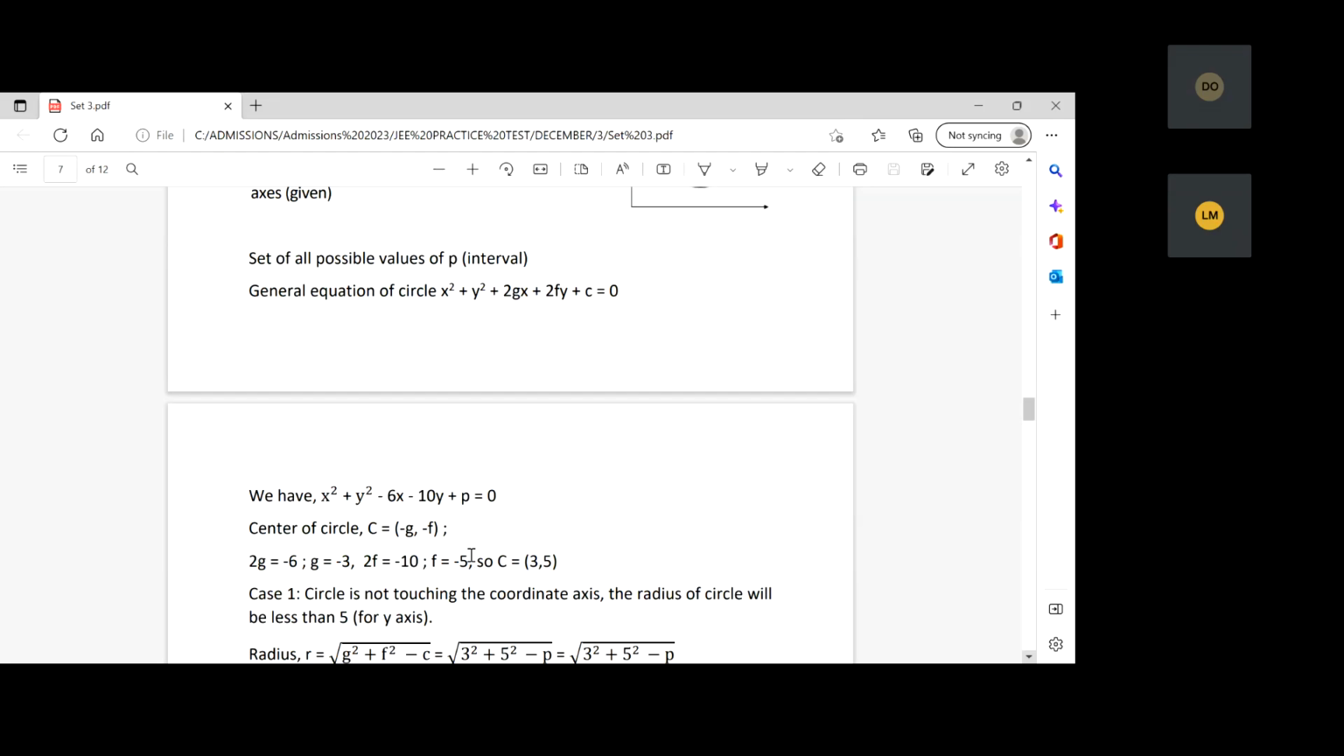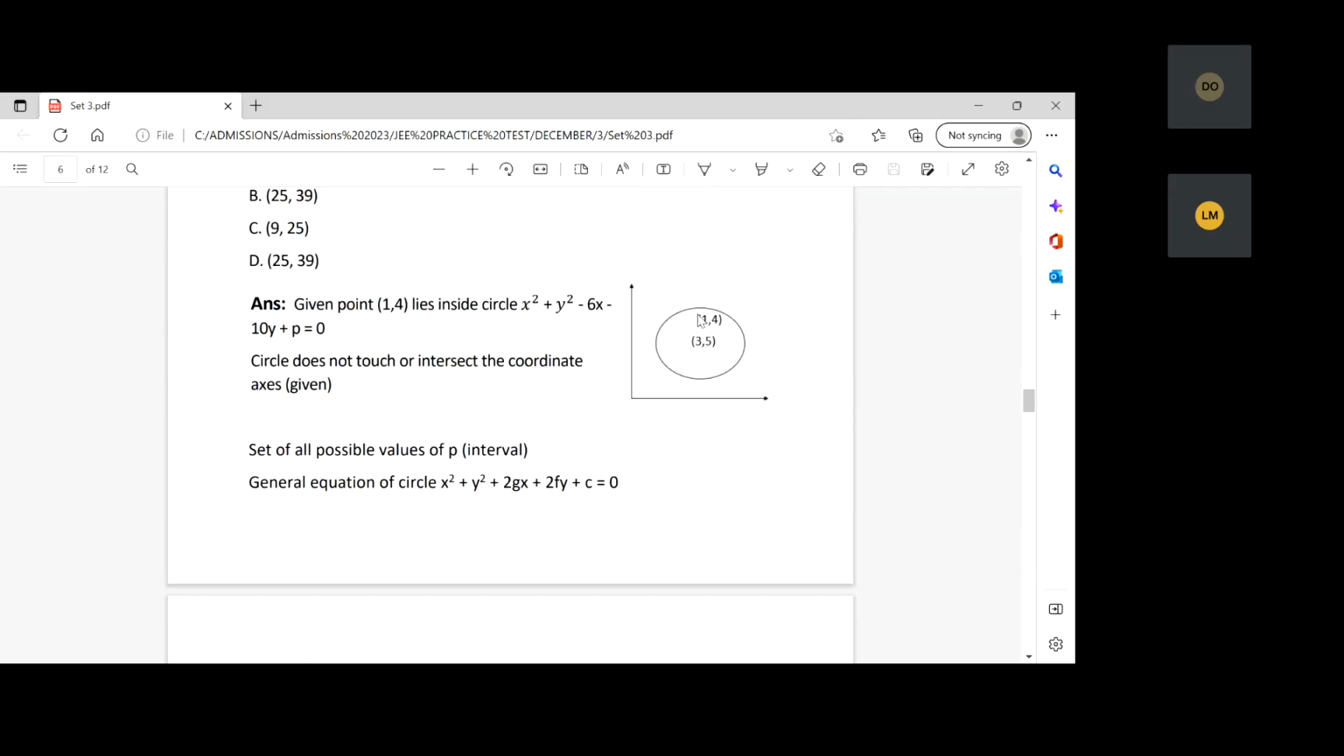So I have the center of the circle as (3, 5). It's minus minus, so both the values will be positive. So I found the first part, the center of the circle. That's the first basic one. Once I have the center of the circle, what I know is this is a point which lies somewhere. This is the center of the circle and it's not touching any of the axes. I want to find the value of P, the interval, the range of values of P.